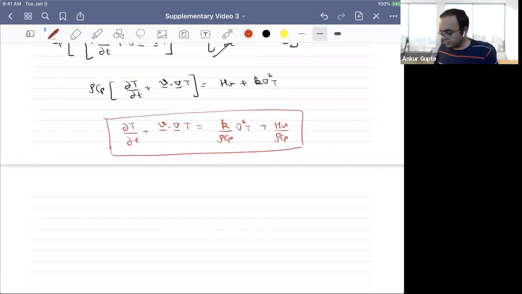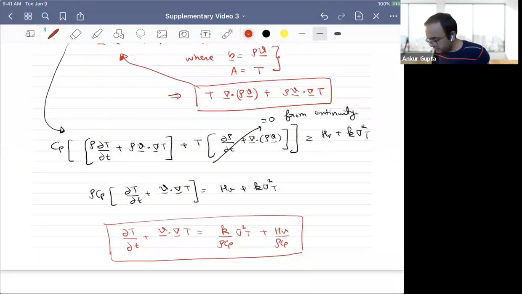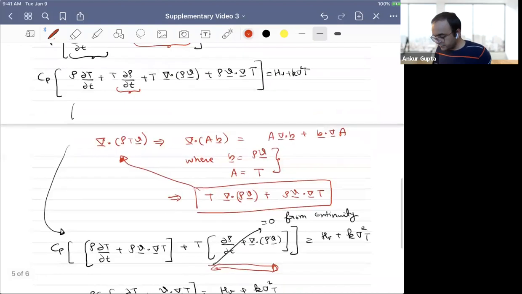So I hope you can see how we got to this equation, and we did not have to assume the density is constant because we get the full continuity equation when we simplify the terms. All we did was use this identity that del dot AB, where A is a scalar and B is a vector, can be represented like this, and that automatically gives you a continuity term in between.